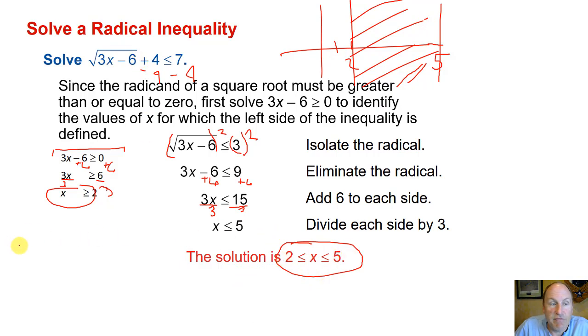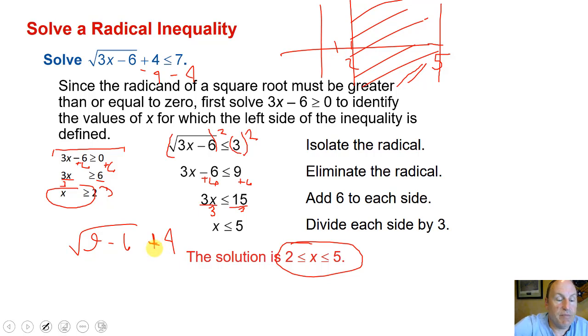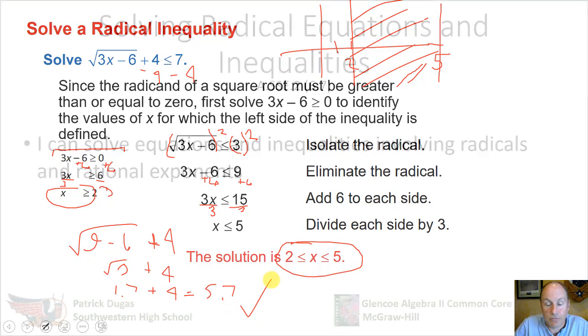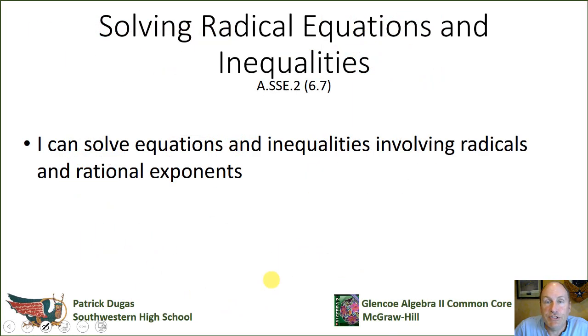3 is between 2 and 5. So if we put a 3 into this, we'd get the square root of 3 times 3, which is 9, minus 6, plus 4. And that would need to be less than or equal to 7. So that becomes the square root of 3 plus 4. And the square root of 3 is approximately 1.72. We'll just call it 1.7, but it doesn't matter because 1.7 plus 4 is equal to 5.7 approximately. And that is definitely less than or equal to 7. So the solution checks out. This screencast has been about solving radical equations and inequalities.